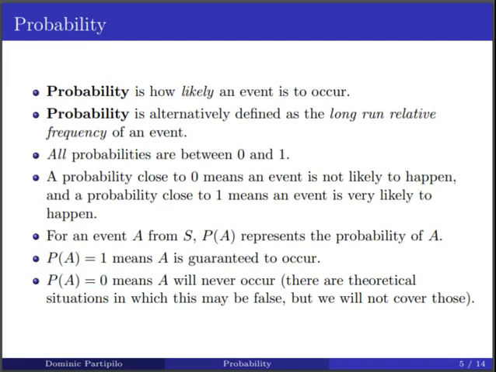There are theoretical situations where this might not be technically true, but we're not going to cover those. For all intents and purposes, you can think of probability of A equal to 0 implying that there's no possible way that A can happen.